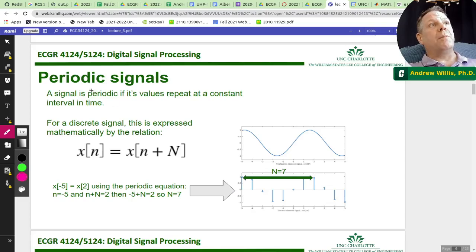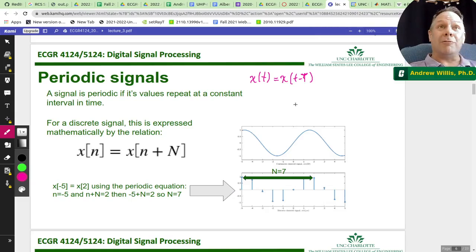So periodic signals. Hopefully this is no surprise. We've seen periodic signals, but periodicity exists in both the continuous and the discrete domain. So when we talk about a periodic signal in the time domain, a periodic signal in the time domain... Well, I just said that 3 times. That was a periodic signal in the time domain.